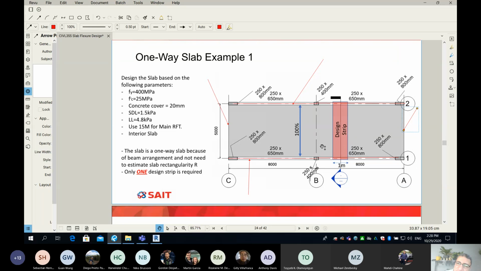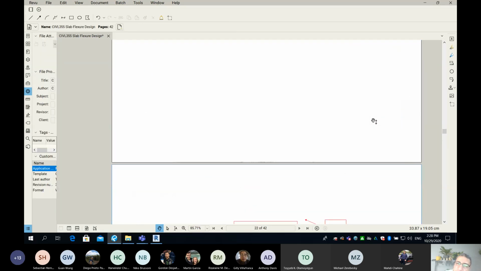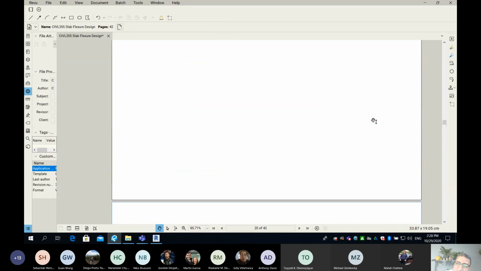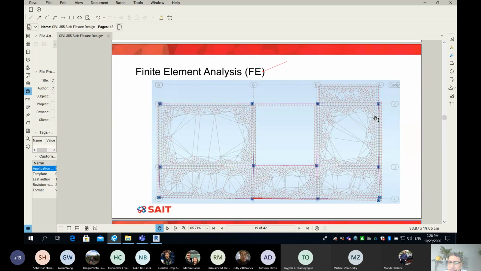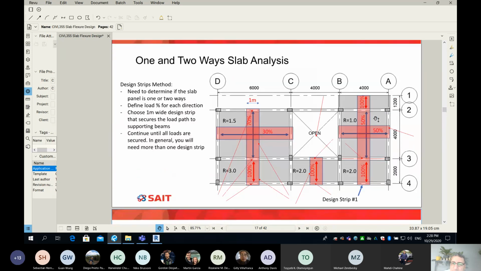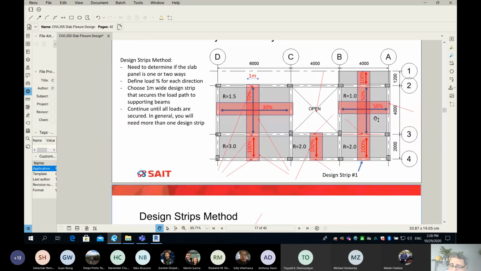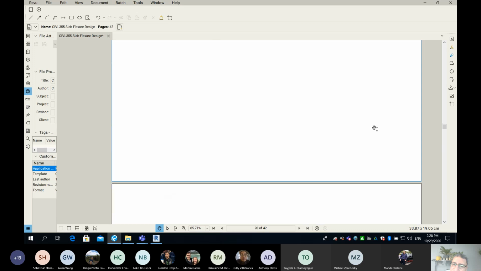Sometimes we need, like in this example here, a total of 5 design strips. You can see all of them are different. Look at the design strips, all of them are different. So I'll tell you the answer here.